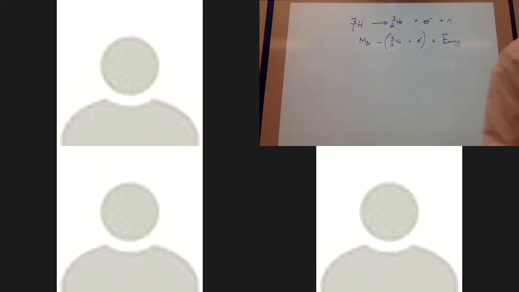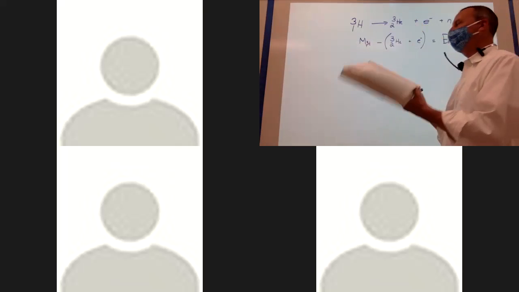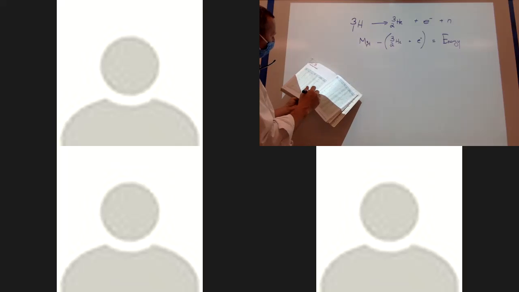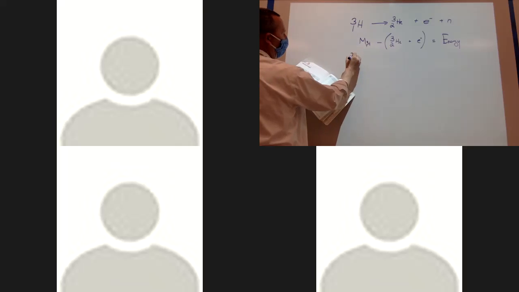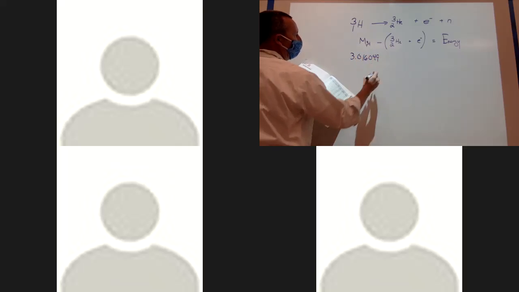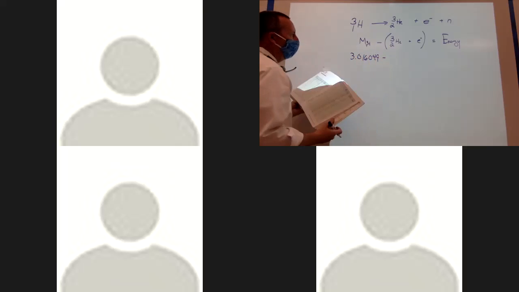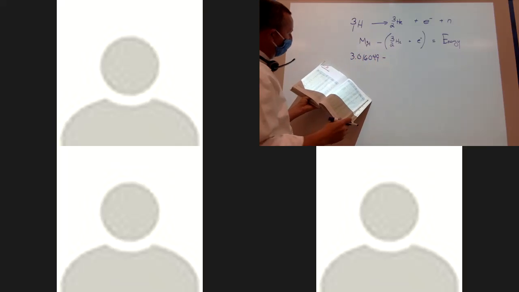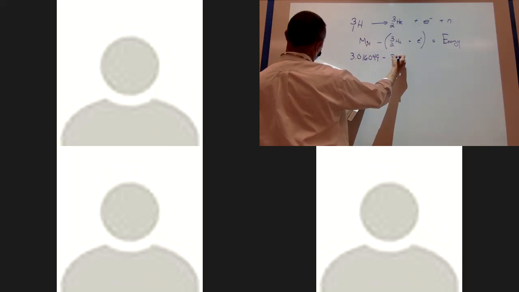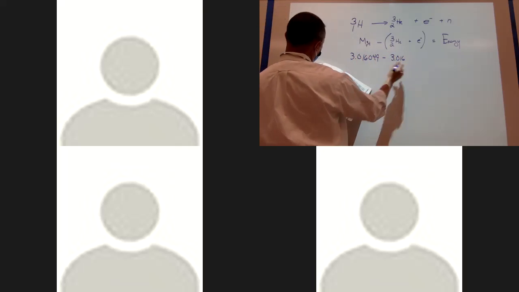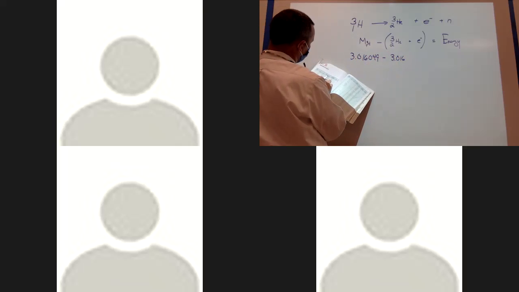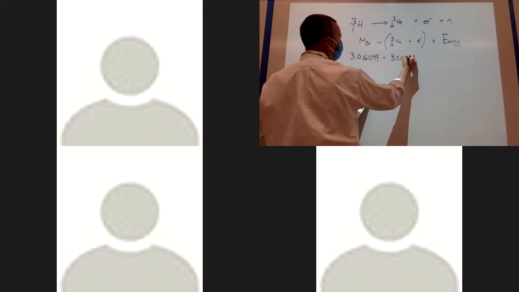So here we go. The atomic mass of tritium is, well, am I looking at the right one? 3.016049. The atomic mass of helium-3 is 3.01604. No, I'm confused. 0.029.